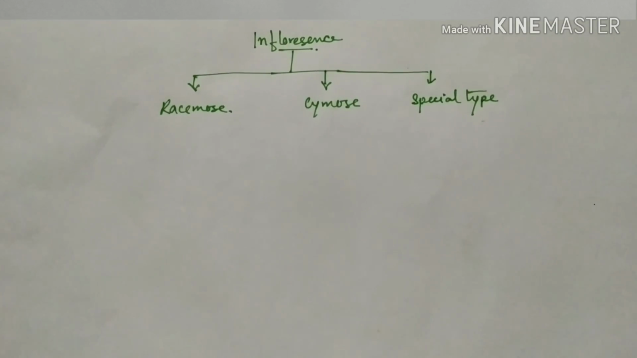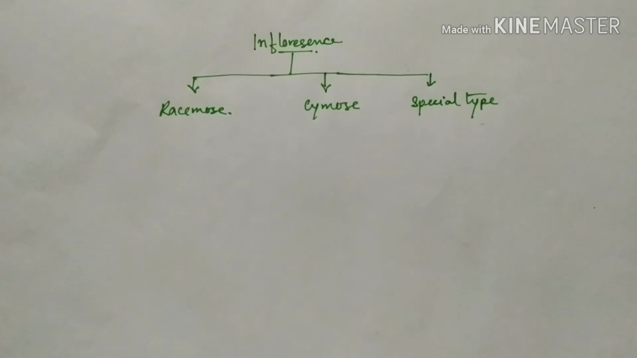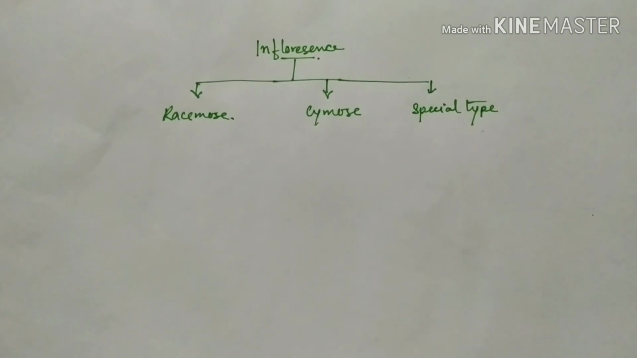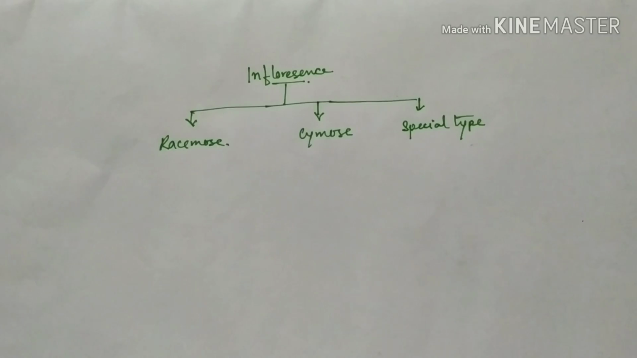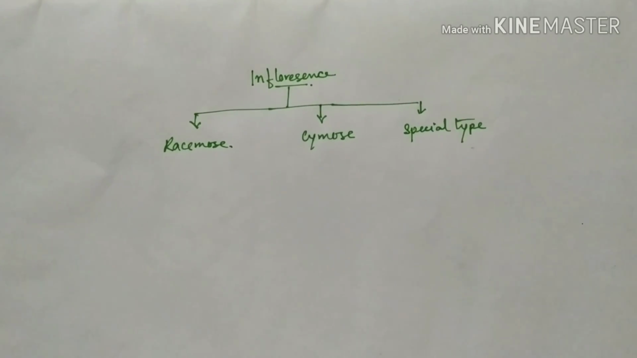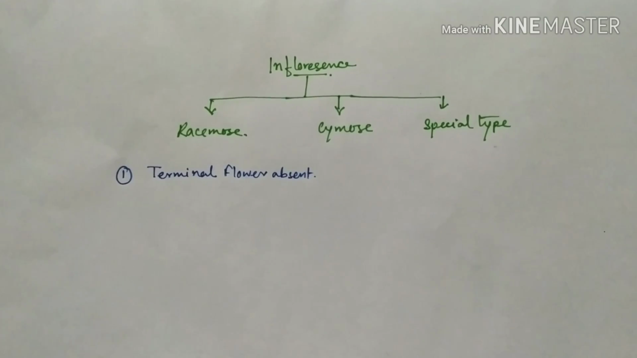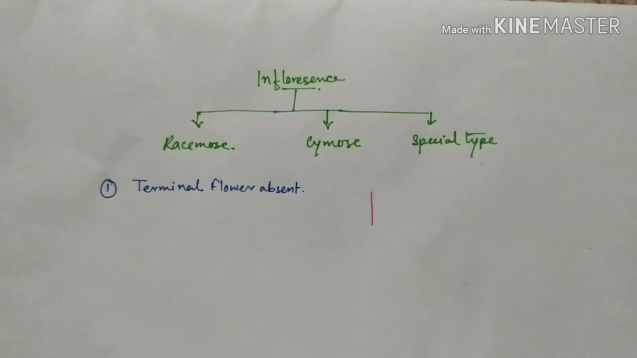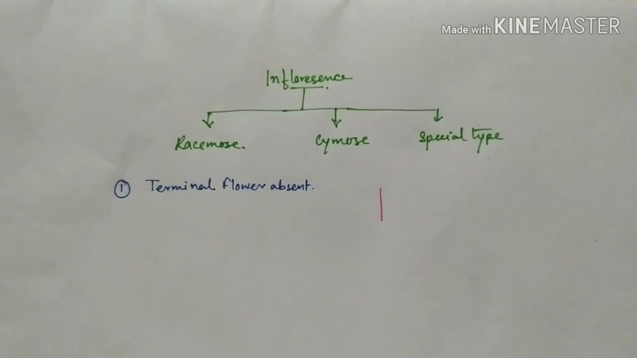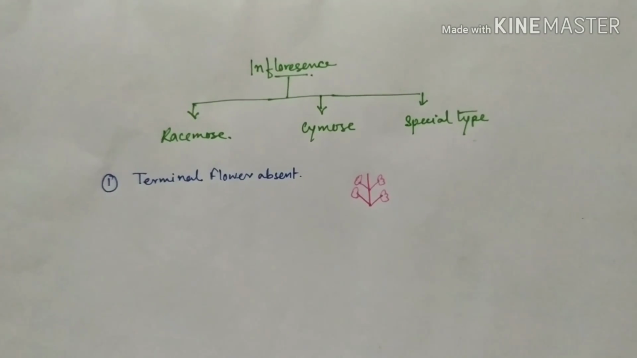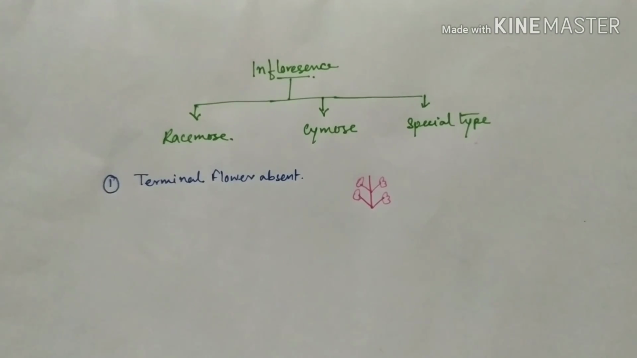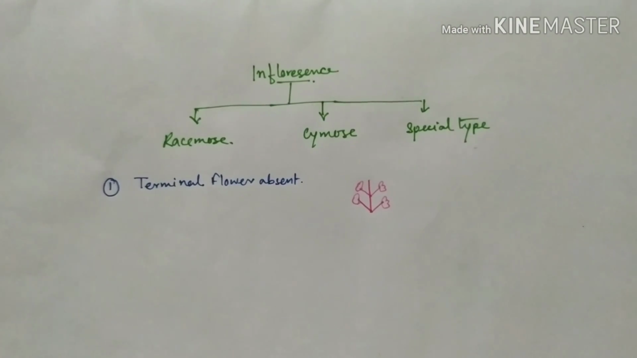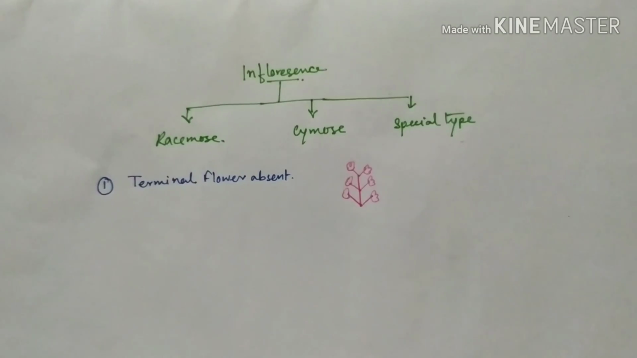We know that from two characters we can identify a racemose inflorescence. These are: the inflorescence never contains any terminal flower. So, terminal flower absent. It means from a rachis, flowers develop laterally and make a branch-like structure. So the terminal flower is absent.